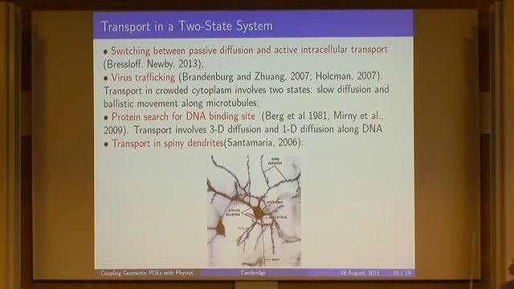Okay, just a very brief note on transport in a two-state system. Of course, in biology, switching between passive diffusion and active intracellular transport inside the cell happens all the time. A particle diffuses, then moves along a microtubule ballistically in one direction. Then, because of lack of energy, it switches back to the diffusion state. Or a cell moves in one direction, and then for some reason it switches to diffusion mode, and then from diffusion mode to ballistic again. That happens all the time, switching between two states.